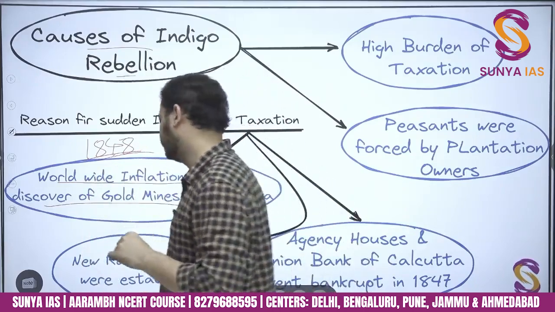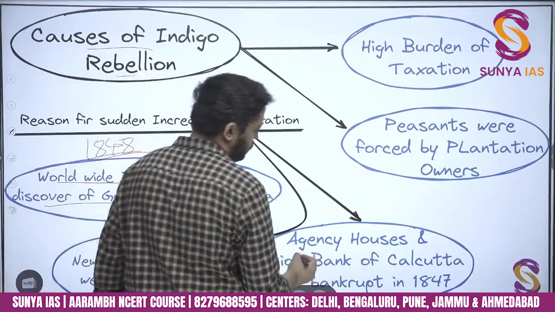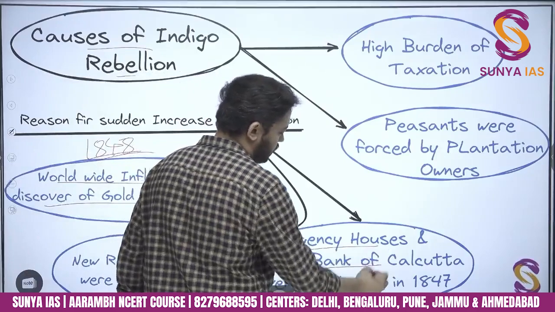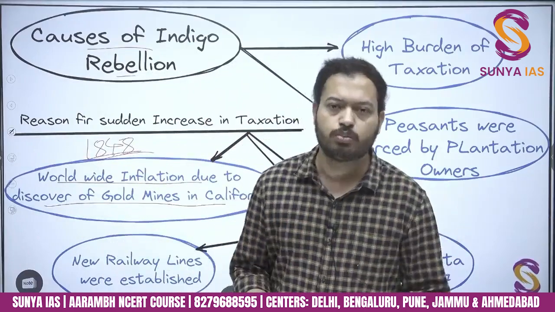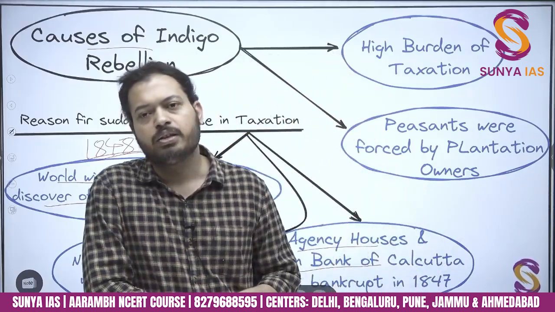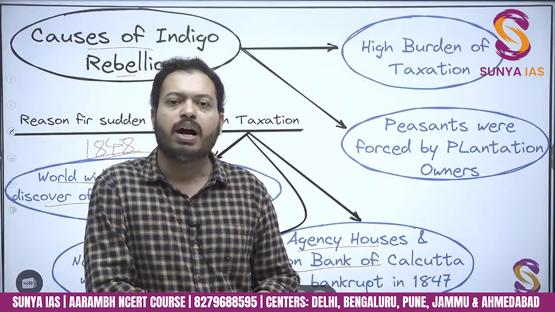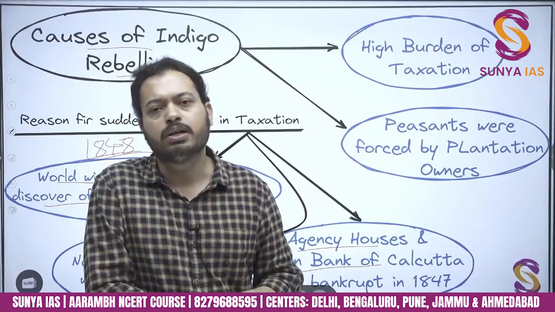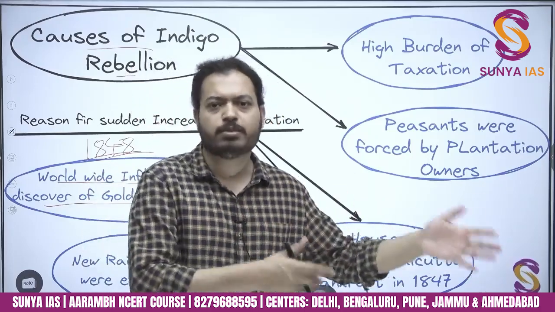Then secondly, by 1847, you see, Agency House and Union Bank of Calcutta, these were the two main banks who were providing loans to the British or European plantation owners to run the indigo plantation. These banks failed. Okay, when these banks failed, again it became difficult for the plantation owners to raise capital to run their business.